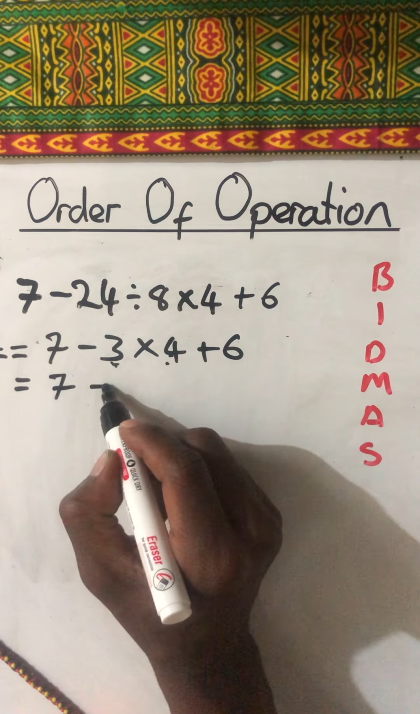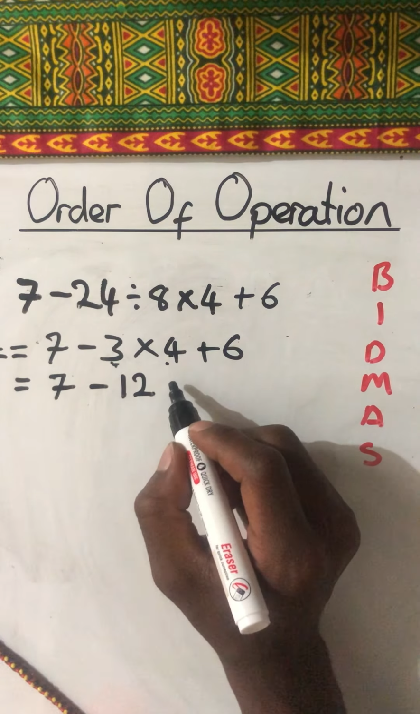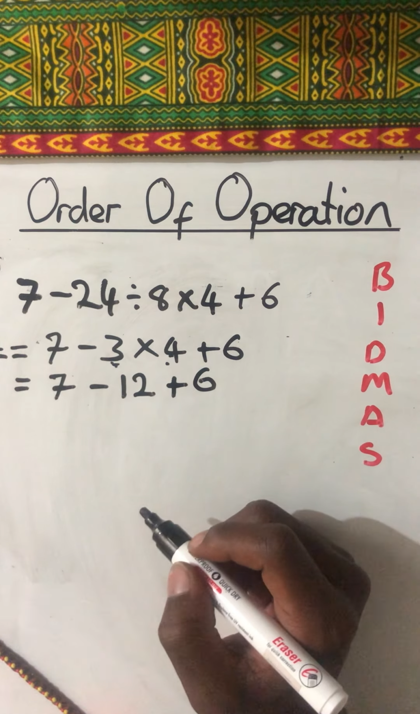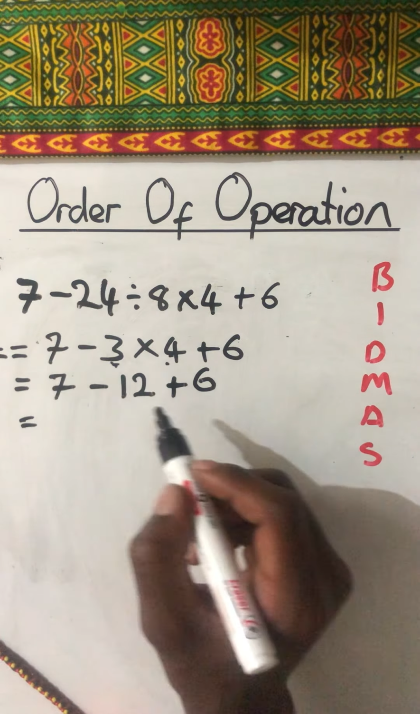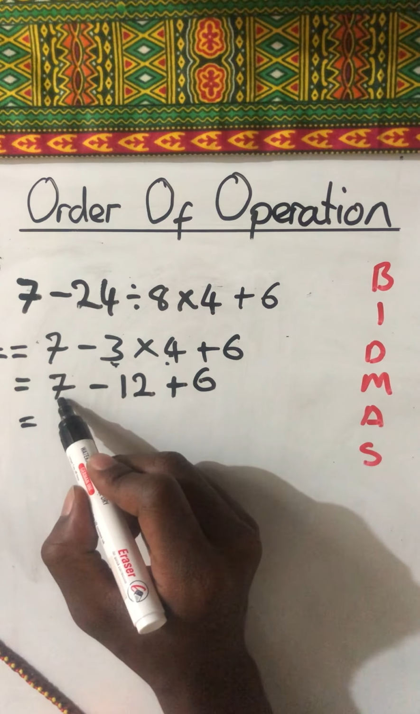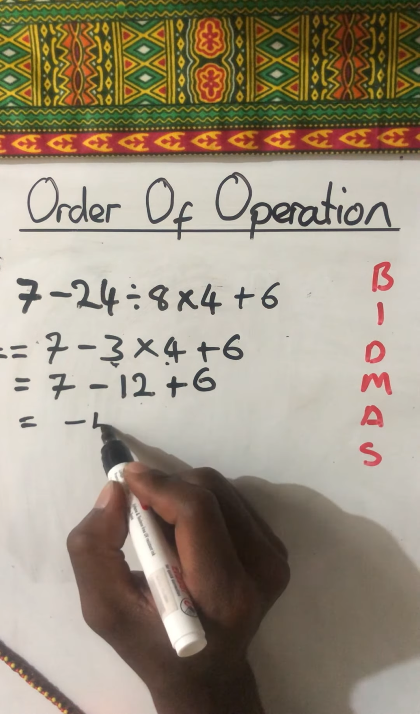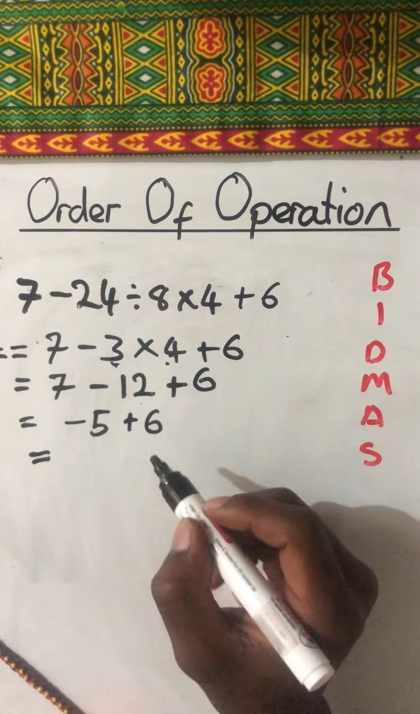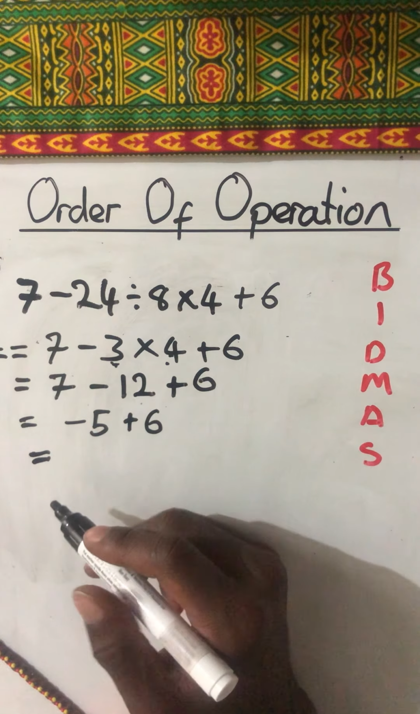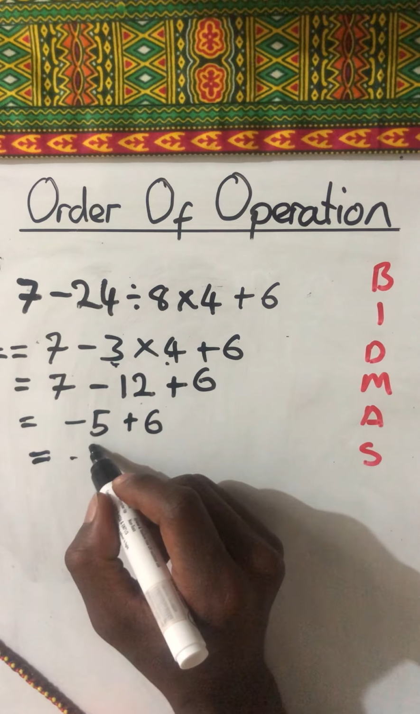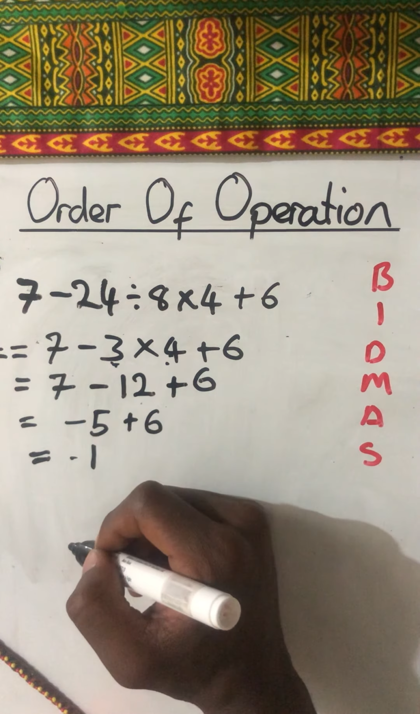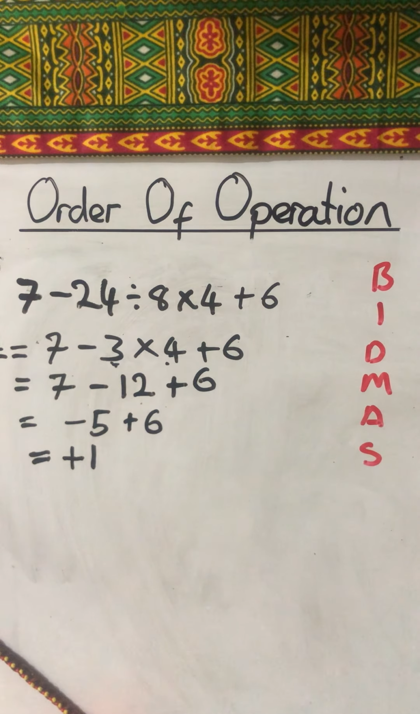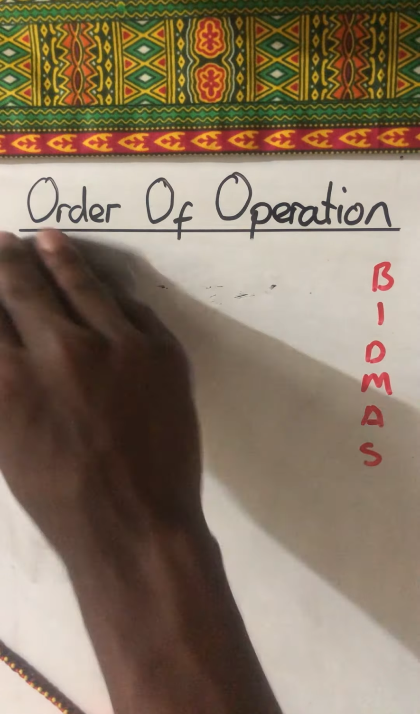So we now have 7 minus 12 plus 6. Okay, right. So now we have a minus and a plus left. So now we can say 7 minus 12 gives us minus 5 and then plus 6 here. And then we can simplify. Minus 5 plus 6 gives us 1. Okay, so our answer is positive 1. All right, I hope you have understood from these two examples.